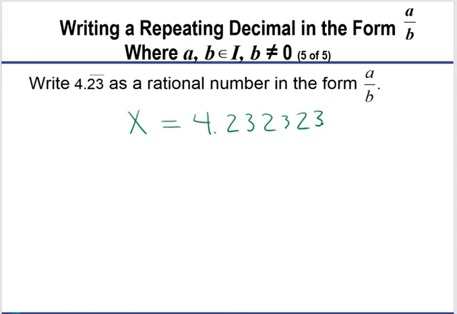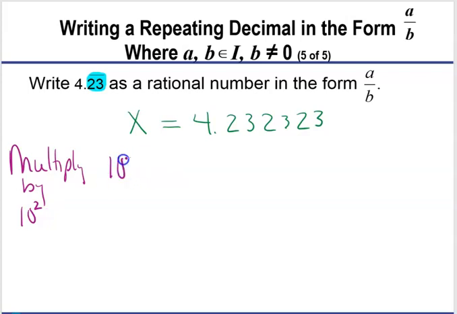Well, tell me about the repetition. So the repetend is over two numbers. So again, since the repetend is two digits right here, I'm going to multiply both sides of this equation by 10 to the second power. Well, 10 to the second is 100. And you can write it as 100 or you can write it as 10 to the second. It doesn't matter to me. I'm just going to write 100.